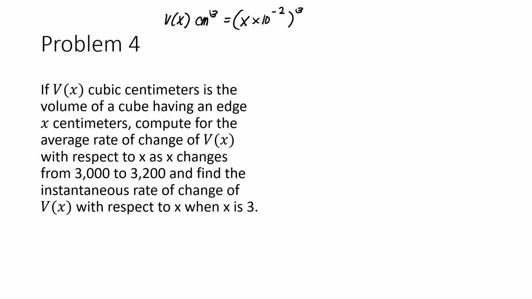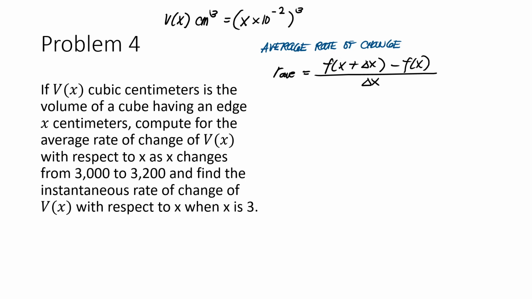So for the average rate of change, this is defined as R-ave, or average: f of x plus delta x minus f of x, all over delta x. So what does that mean? We have our function, which is the formula of the volume we are looking for. Then we have the change, so x plus delta x. Delta x is equal to the change. So let's have here f of x is x cubed, right?